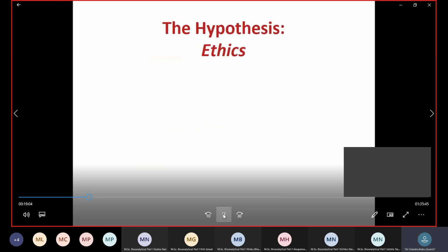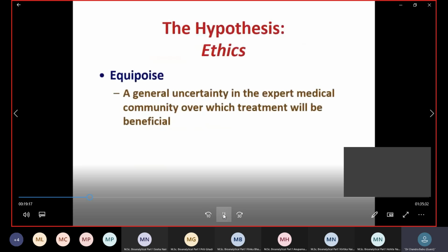If you're a clinician, and most of you, I assume, are clinicians, when you're asking somebody to be in a trial, that is a huge ask. That's not a small thing. And the key to it is equipoise. And a lot of people don't understand equipoise.